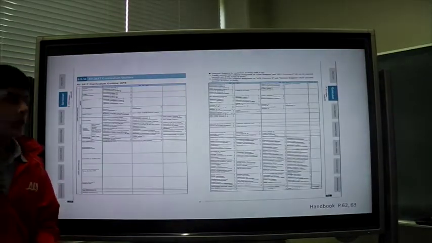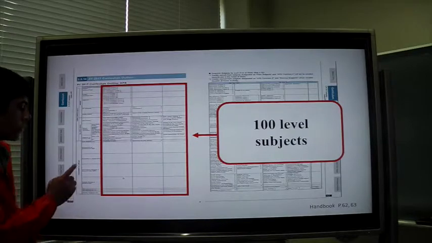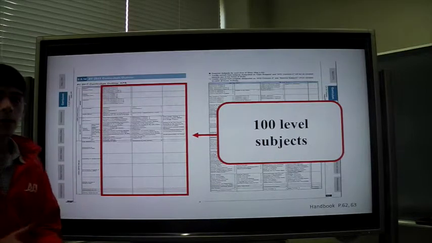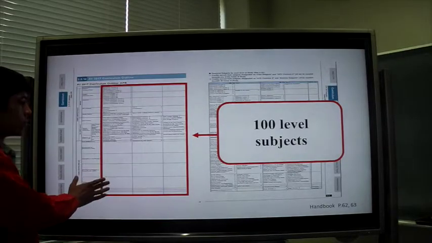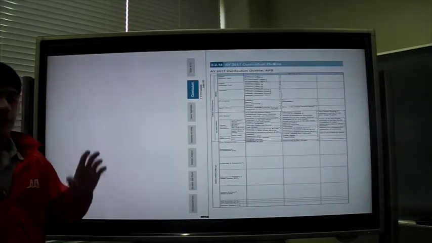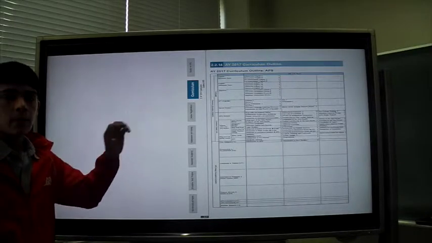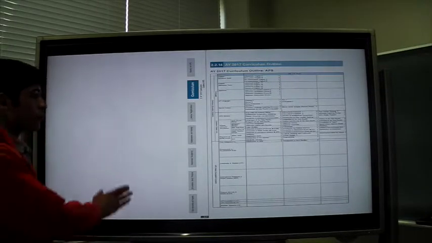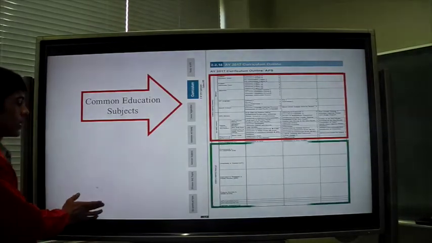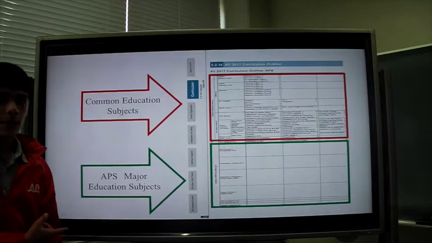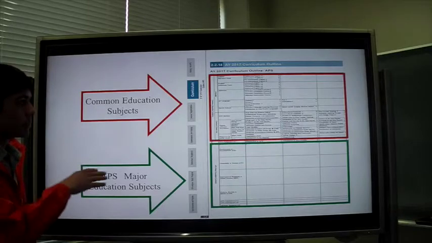And as I explained before, all 100 level subjects are shown on your page 62. So from now, I want you to focus only on this page 62. As you can see here, the subjects are divided into 2 big groups. The first group is common education subjects, and the second group is APS major education subjects. We will move deeper, one by one.